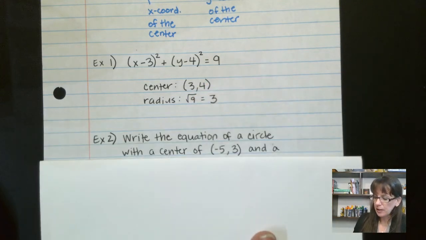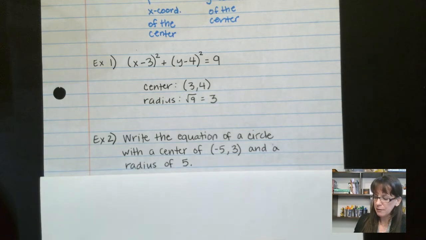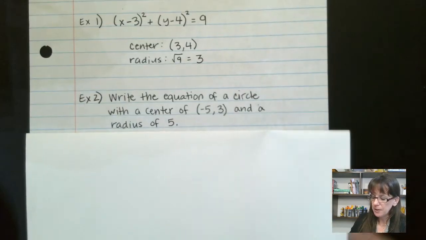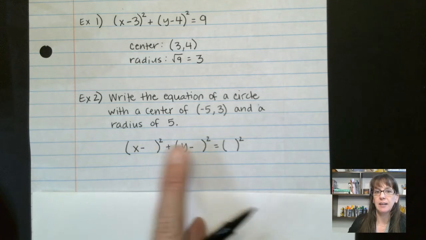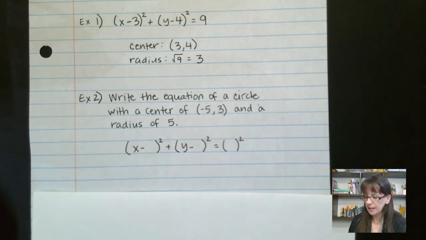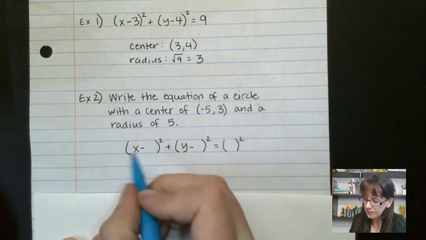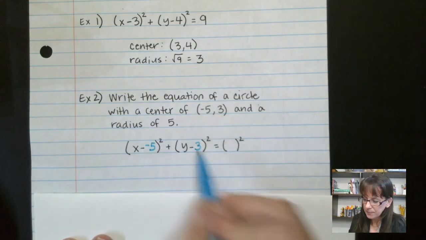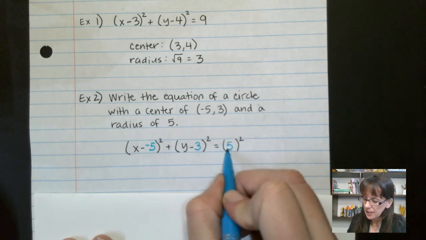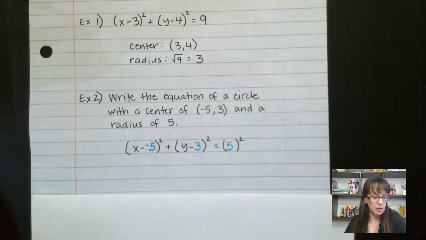All right, let's try this one. Write the equation of a circle with a center of -5, 3, and a radius of 5. Okay, so here's the equation format written out without our x and our y in there, right? And so if I'm going to use a different color to do this, so you can see, we have our x is -5, so -5, and our y is 3. Our radius is 5. I should use a darker blue, sorry about that.